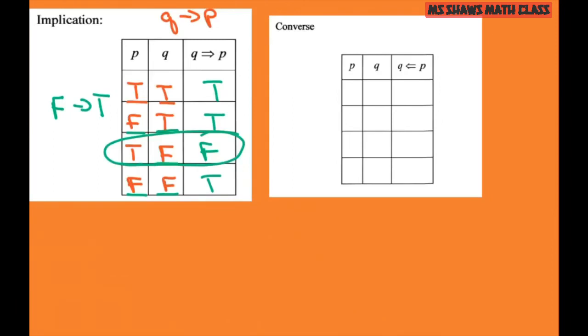Now the converse, recall, is when you just do the opposite. So instead of if Q then P, we're doing if P then Q. So let's write this out. True, false, then true, true, false, false.